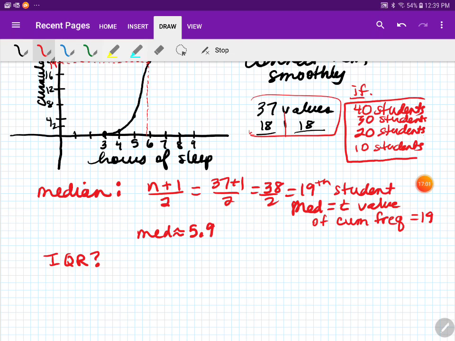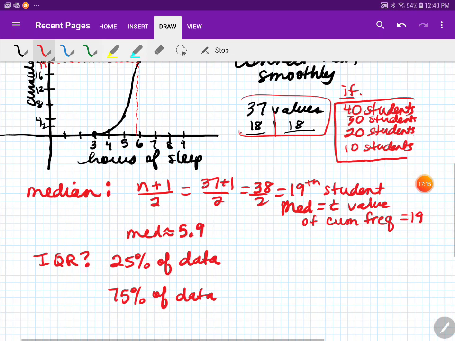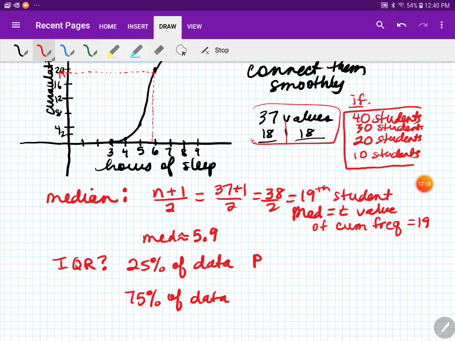Okay, so the interquartile range. Basically what we would want is 25% of the data, and 75% of the data. Now, there is a notation for that. It's called P25, or we can call it Q1, and then this could be P75 or Q3. We also sometimes call it the lower quartile and upper quartile. So this is definitely also a possibility.